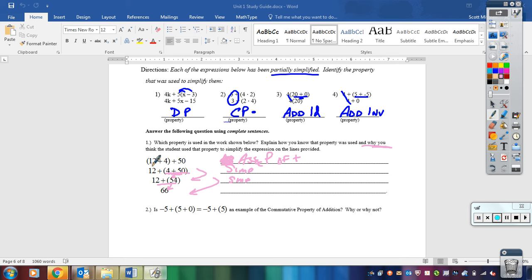And how do I know that they did that? Because 12 and 4 were hanging out, now 4 is hanging out with 50. The order didn't change, and 12 got bullied out, so it's not working anymore.